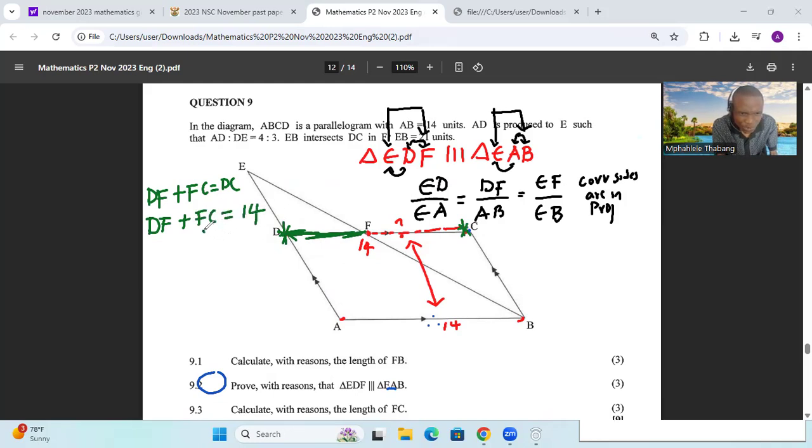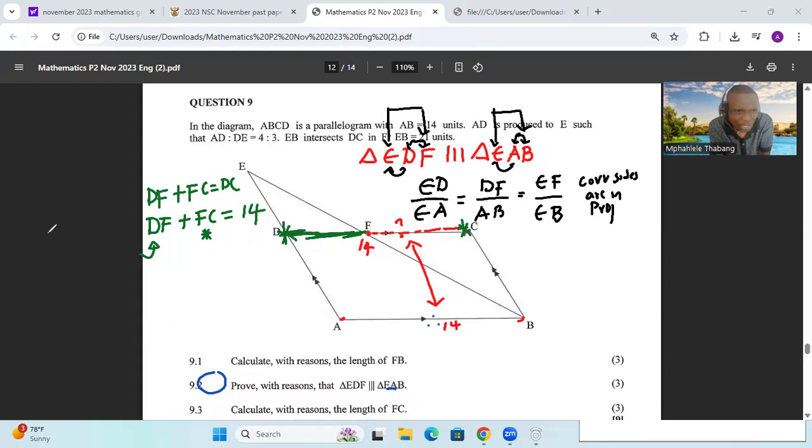So they want me to find this FC, but I'm saying if I can find DF, it will be easy to find FC, because I know DF plus FC must give me 14. Let's say DF maybe is 2. So it means FC is going to be 12. Okay, so for now I want to calculate DF.